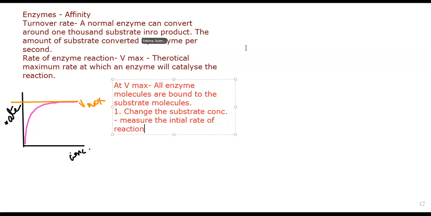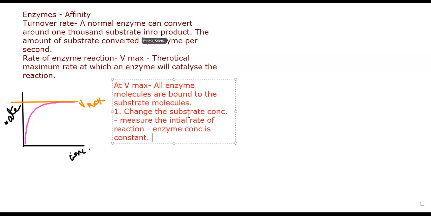So at each substrate concentration, at 0, what's the rate of reaction? At 5, what's the rate of reaction? At 10, what's the rate of reaction? I'm going to do all of that. Now, after I do that, what am I going to do next? While we're doing this process, the enzyme concentration must be constant. I can't change the concentration of the enzyme. The substrate concentration is the only thing that's going to change.